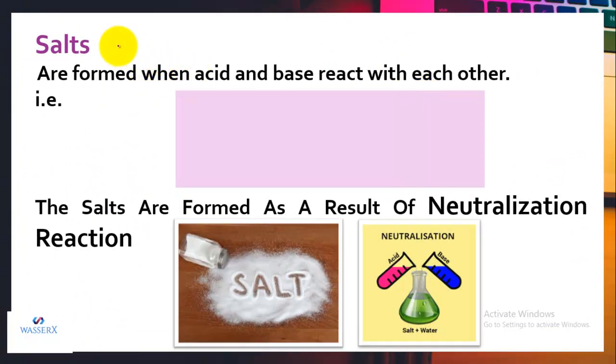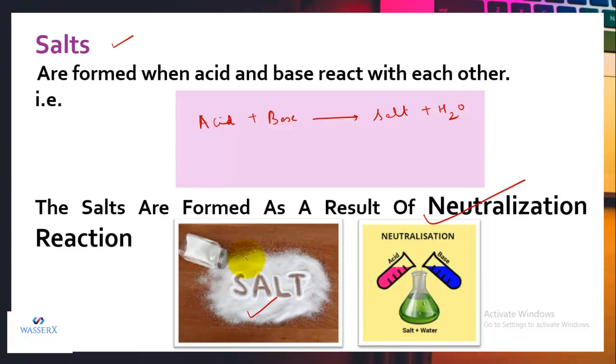The next topic is salts. What are salts? As we have already done, salts are formed when an acid reacts with a base. Then we get a neutral substance, that is salt and water, and the reaction is called a neutralization reaction. Table salt is an example of a neutral salt that is formed when an acid reacts with a base. It is just an example of a neutralization reaction.